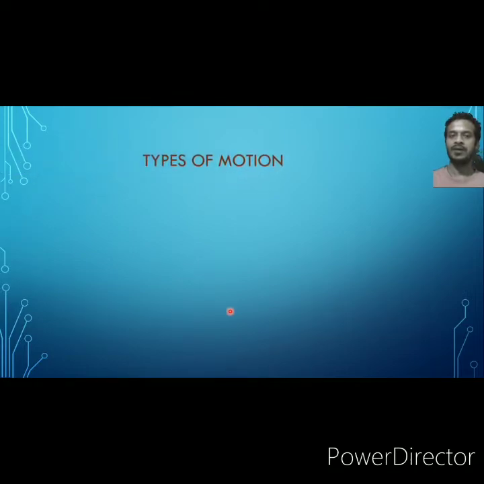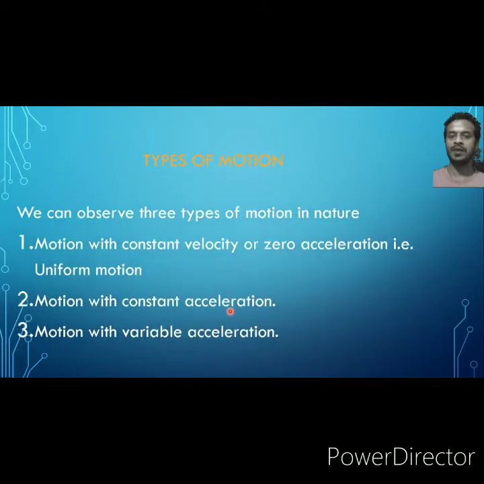Next comes the types of motion. Basically there are three types of motion: motion with constant velocity and zero acceleration, which we call uniform motion; motion with constant acceleration; and motion with variable acceleration. The third category falls into day-to-day life experience. We see different types of motion: the bike, the car, the flight, the train, etc., all around us. Those motions fall in the third category. All right.